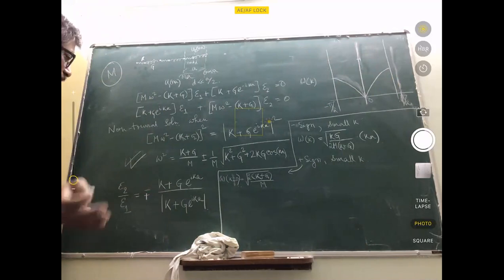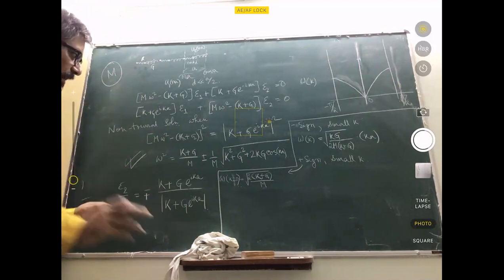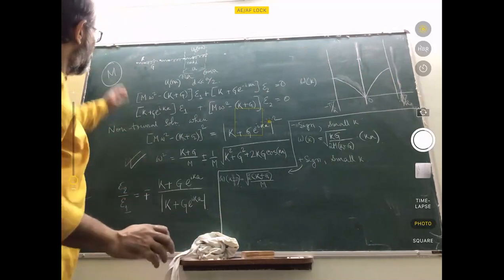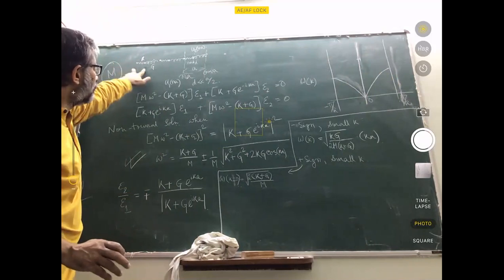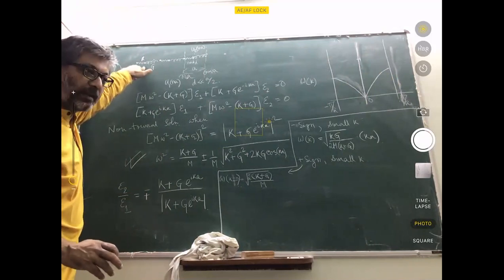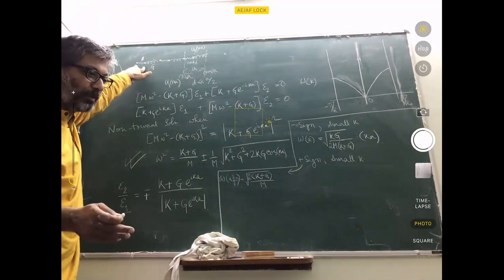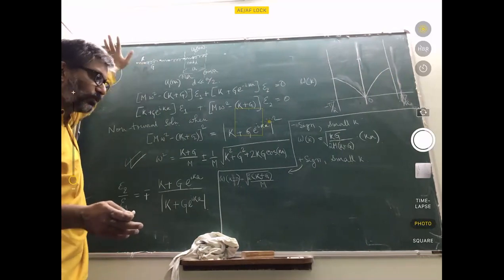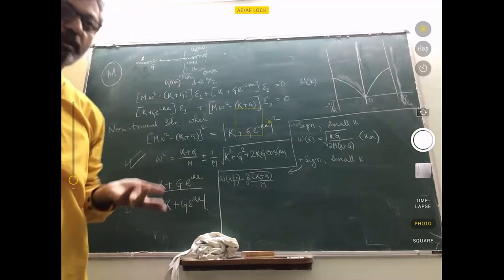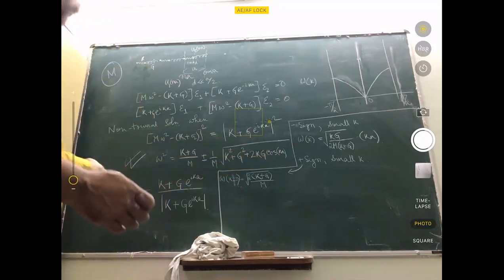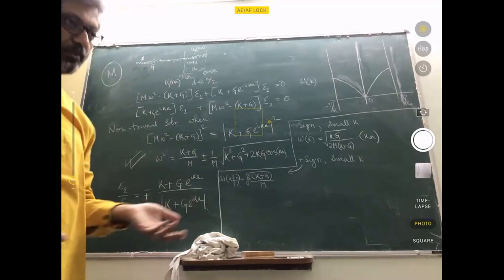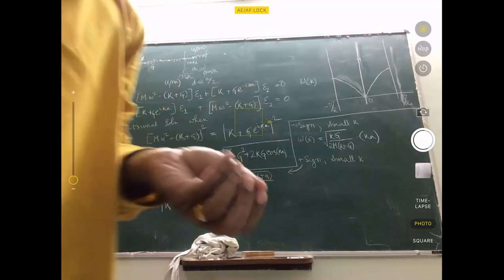And because you have two values of omega at each k, there are two N normal modes, which is understandable because now you have two N atoms if N is the number of primitive cells in your crystal. Each primitive cell has two atoms, so the total is 2N. So you should have 2N normal modes, and these are the 2N normal modes: the 2N values of omega at N values of k.